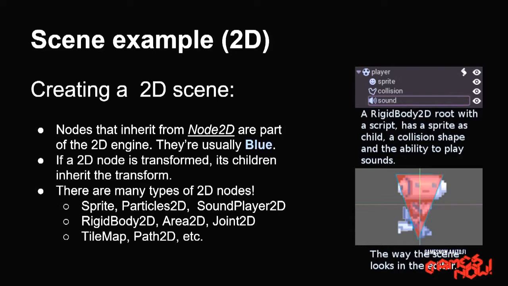They're blue in the editor, and they inherit the transform. The transform is the position, the rotation, and the scale. So basically, when you move the root node, the player node, you also move all the children. It behaves like some sort of object, right? Like in my backpack, I have a bunch of things inside. When I move my backpack, I'm moving everything that's inside the backpack.